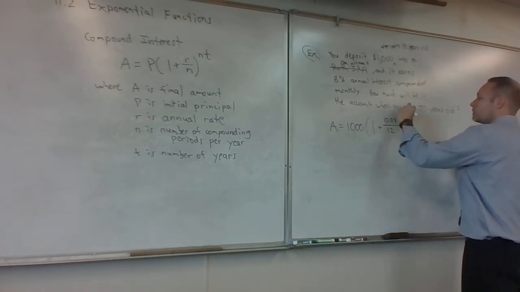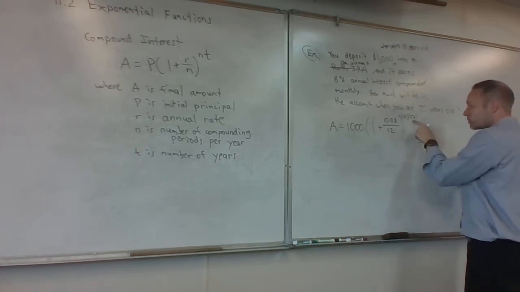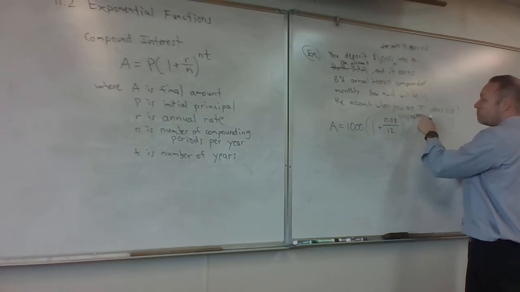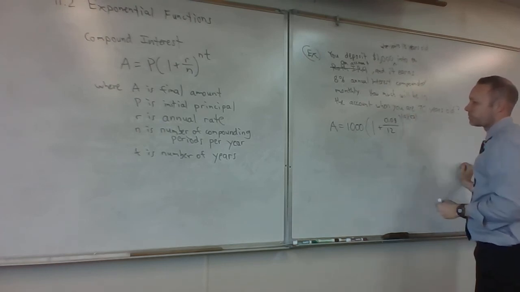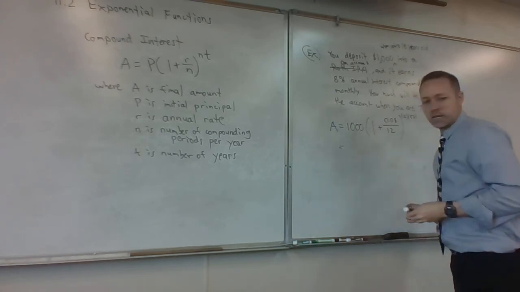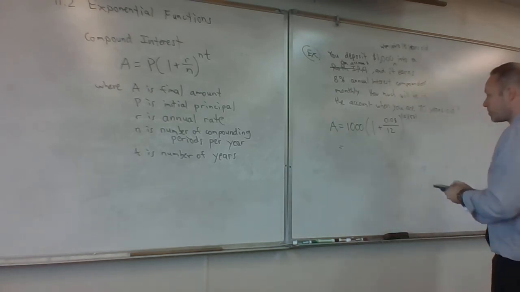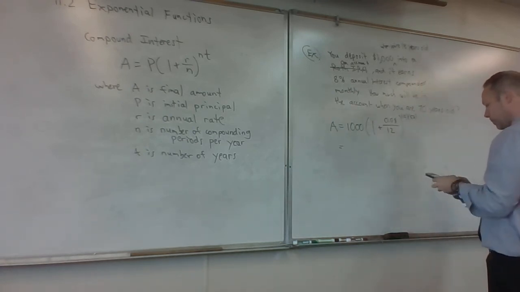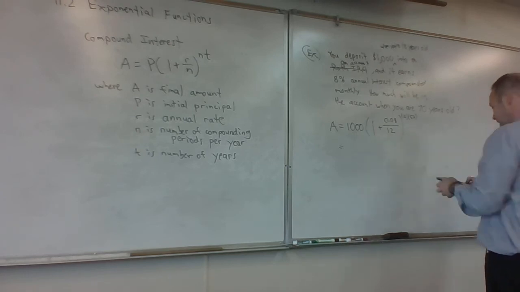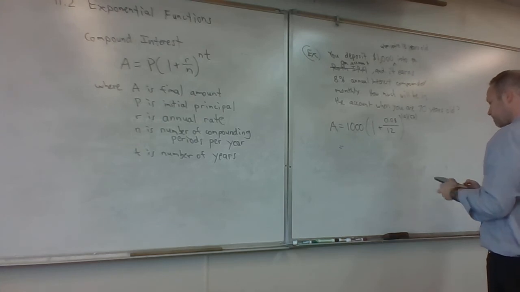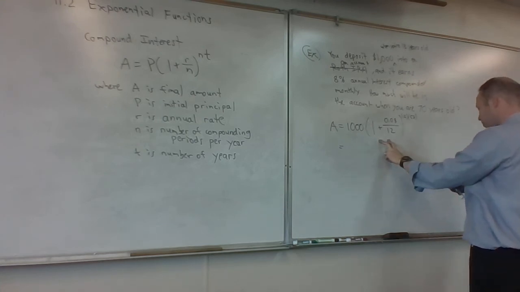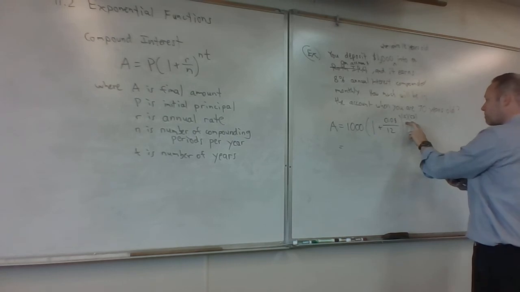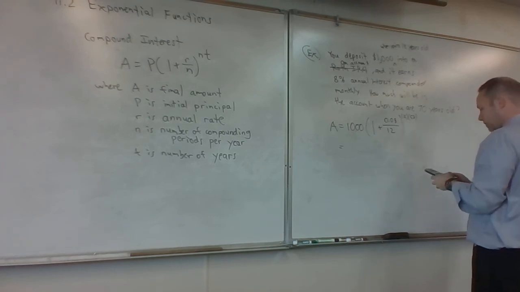So 12 months times 52 years will give you the total number of months that it compounds. And let's see what we get. All right, so I personally would do this first, 0.08 over 12. I get that number, and I'm going to add it to 1, so plus 1. Okay. Then I'm going to raise it to the power of 12 times 52.